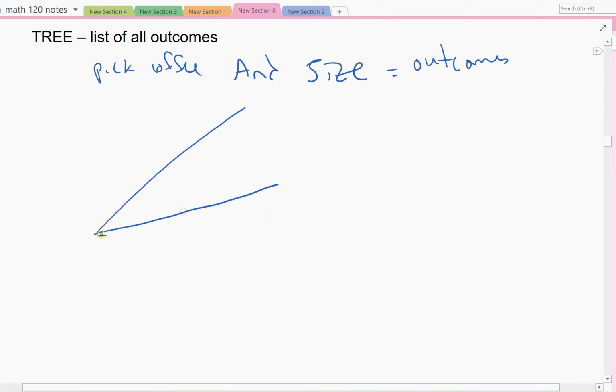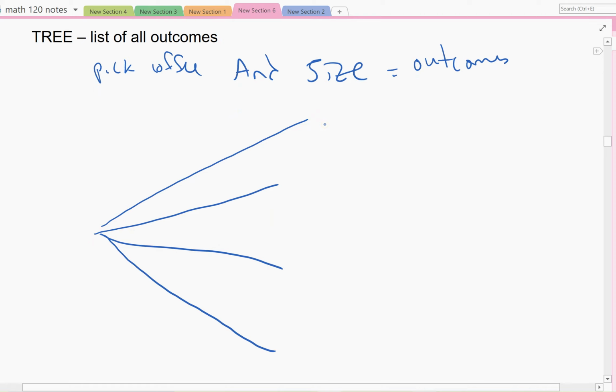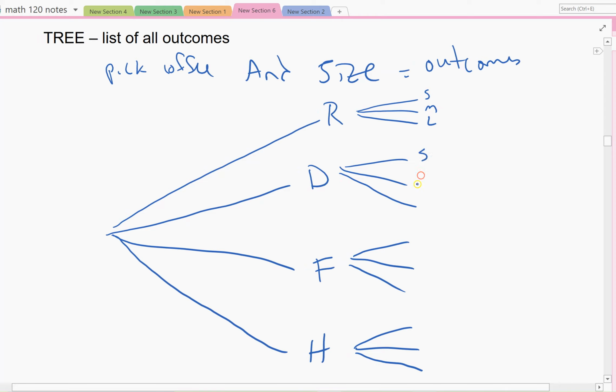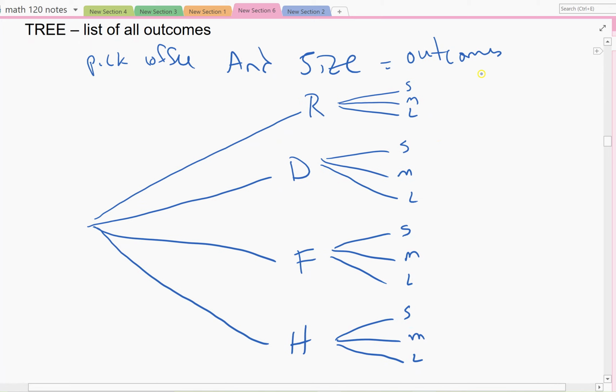Remember, there were 4 choices for coffee. So I have 1, 2, 3, 4: regular coffee, decaf, French vanilla, and hazelnut. Then the size, there are 3 sizes, so each one of these has 3 sets of branches coming out of it. I can pick one of those, and there were 3 branches that came off each of the possible coffee choices, which are small, medium, large, small, medium, large, small, medium, large, small, medium, large. And then all of the outcomes, I'm just going to pair them together. So I can have a regular small, regular medium, regular large, decaf small, decaf medium, decaf large, and so on.